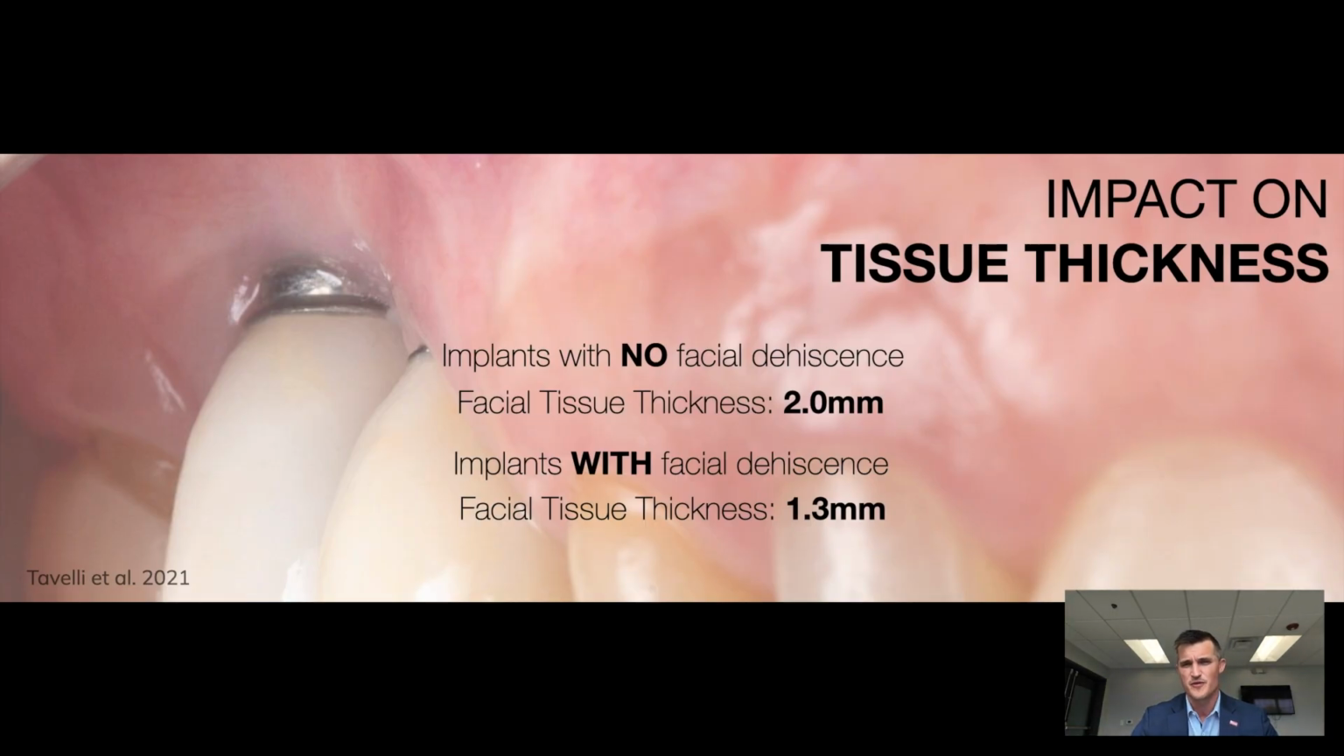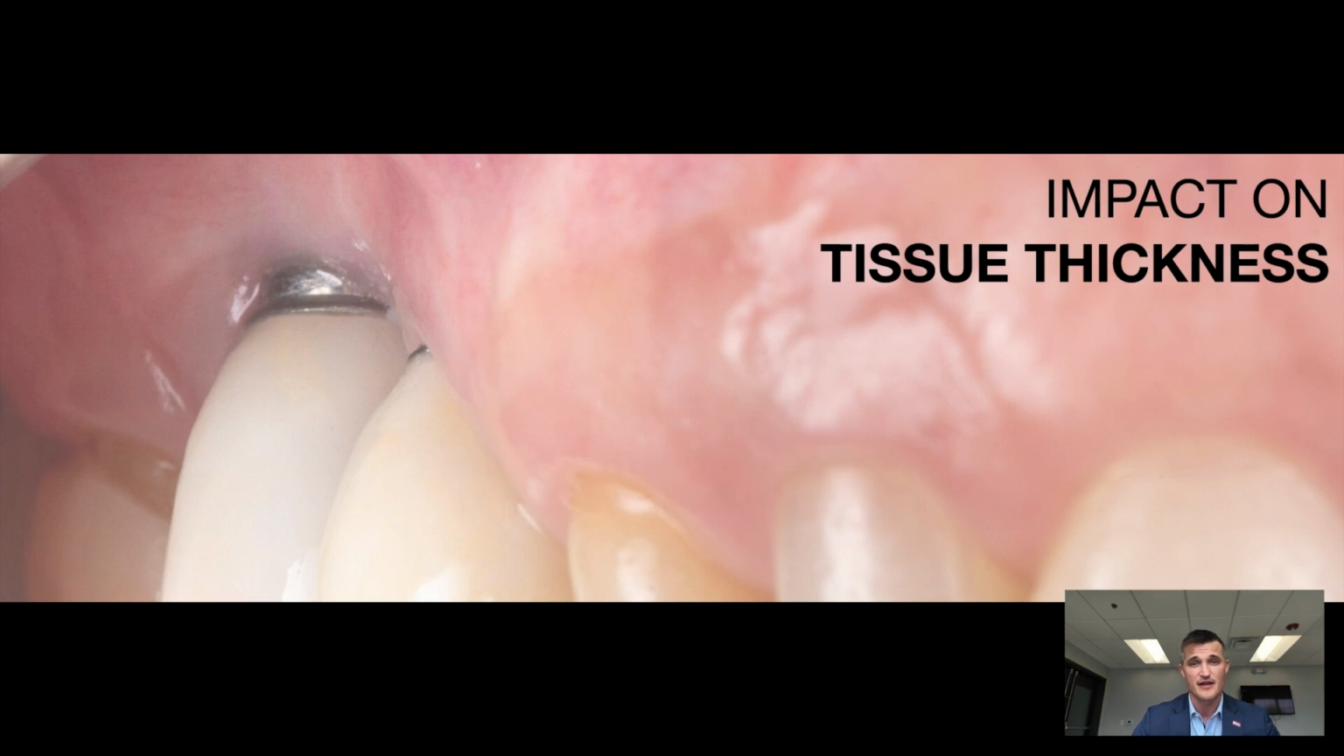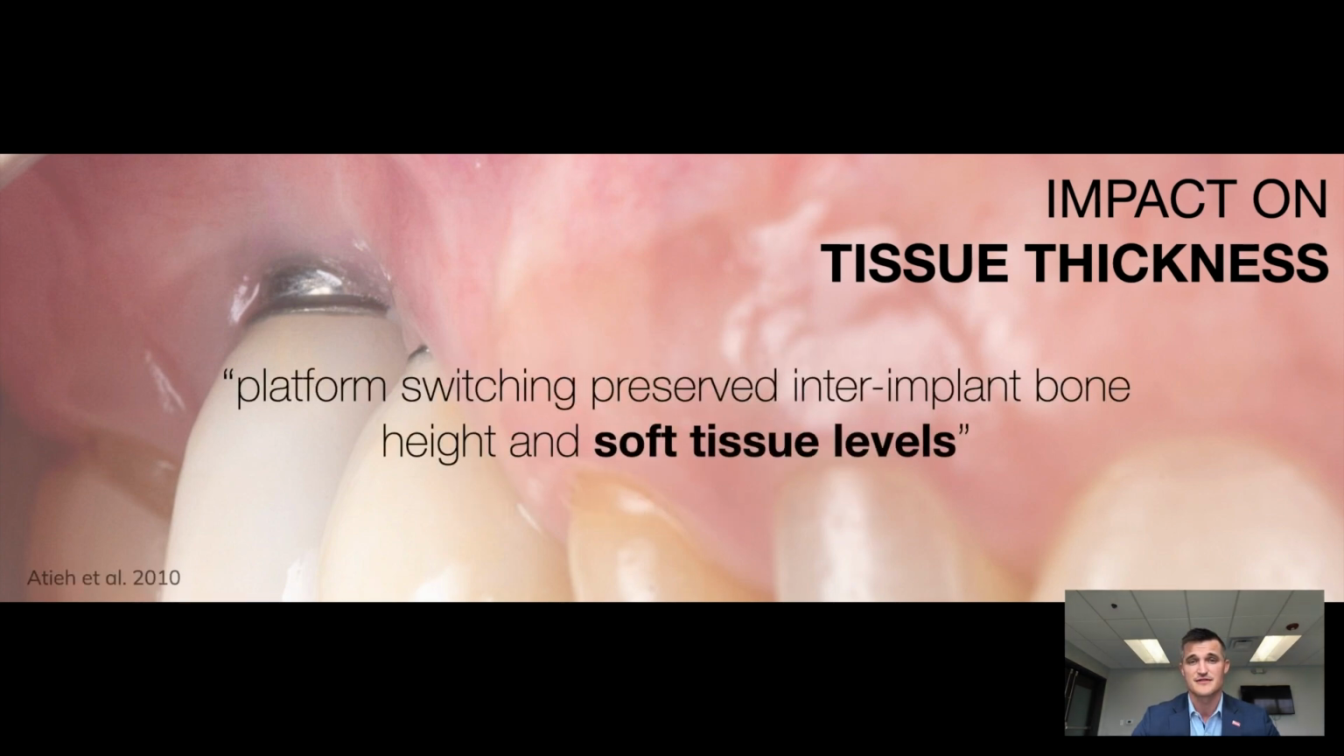When we're talking about a platform switch, where at the platform of the implant we have up to 1 millimeter of increased thickness, that is very significant. That's a very significant amount of tissue thickness at the platform of that implant, and maybe why we also see improved tissue levels on platform switched implants.